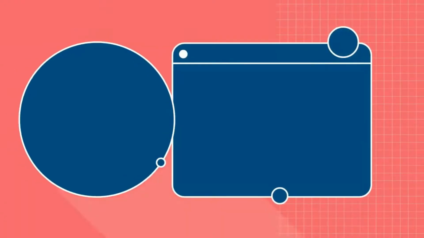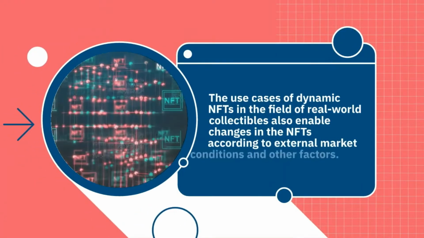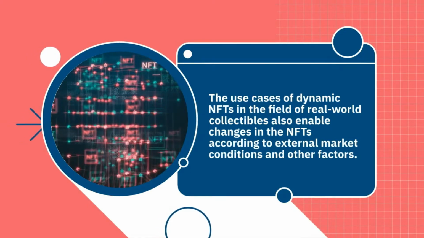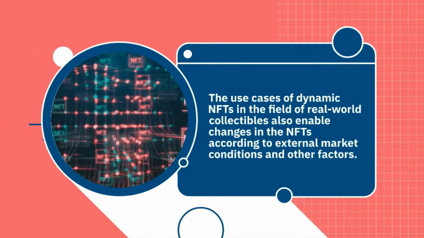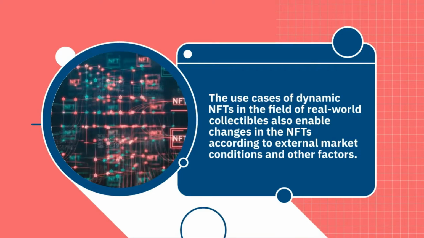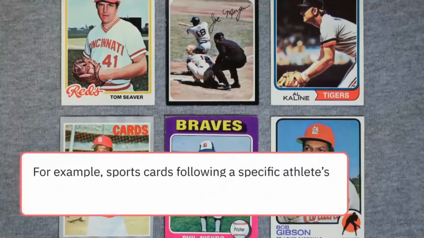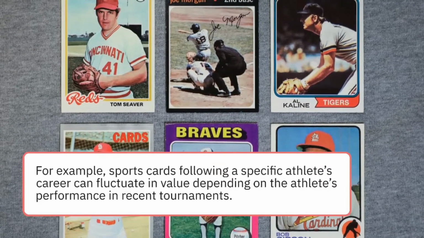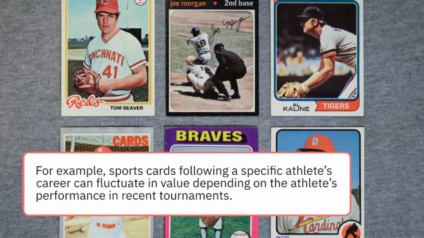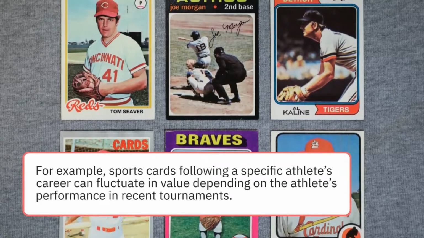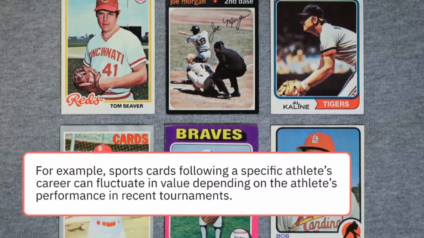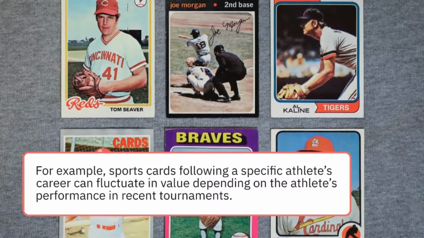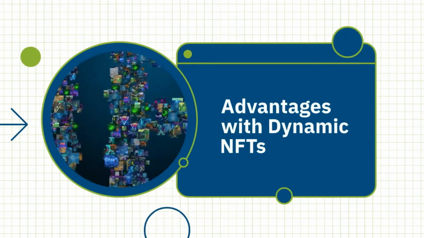The use cases of dynamic NFTs in the field of real-world collectibles also enable changes in the NFTs according to external market conditions and other factors. For example, sports cards following a specific athlete's career can fluctuate in value depending on the athlete's performance in recent tournaments. Advantages with dynamic NFTs.